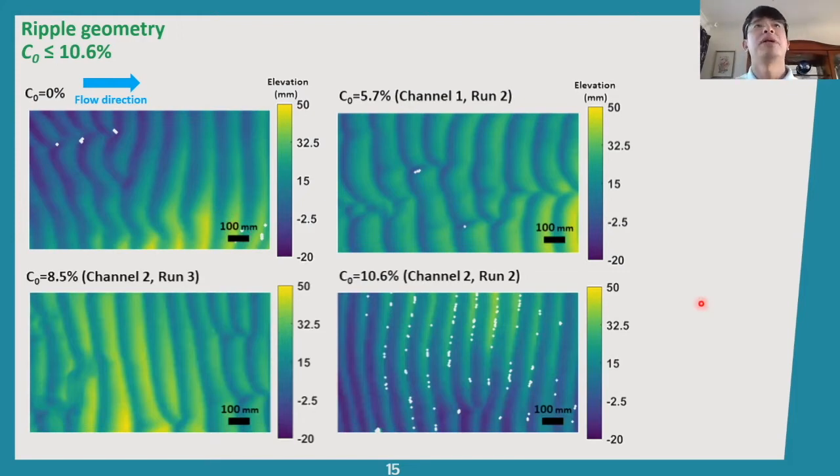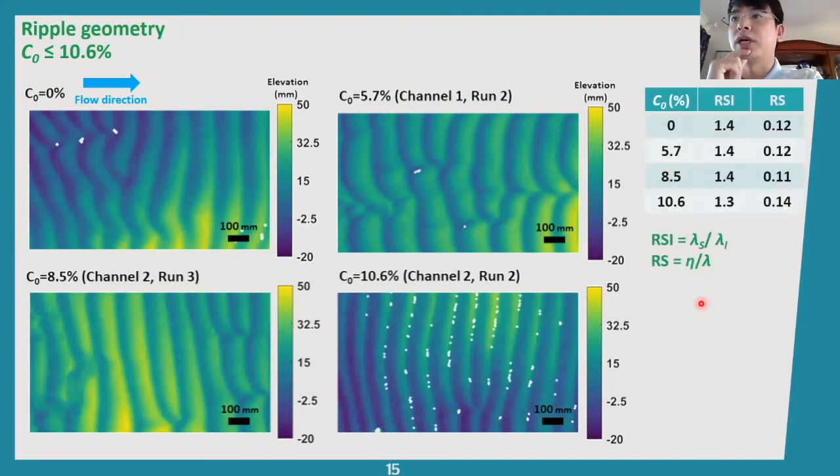Apart from the planform geometry, we also quantify the cross-section geometry as well. And we introduce the ripple symmetry index, which equals the ripple stoss side length against the ripple lee side length. An RSI value of 1 means the ripple is perfectly symmetrical. And apart from that, we also introduce the ripple steepness, which equals the ripple height over the ripple wavelength.